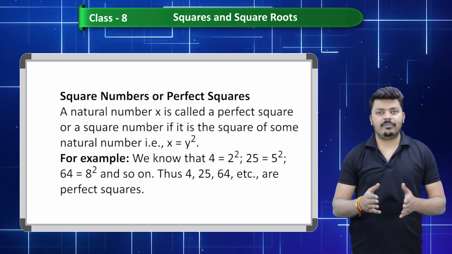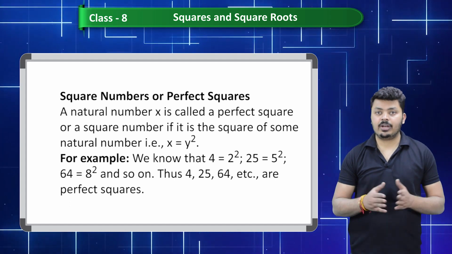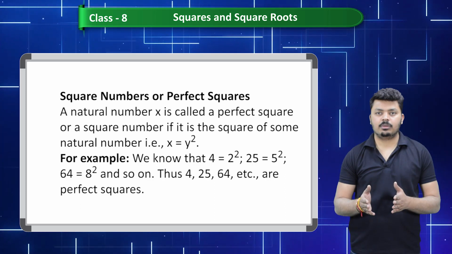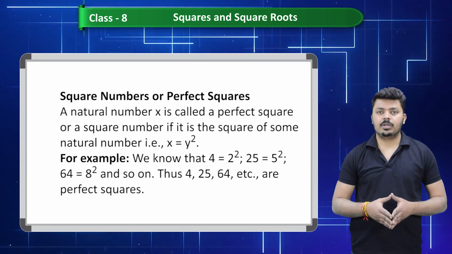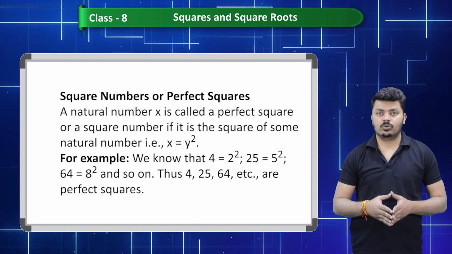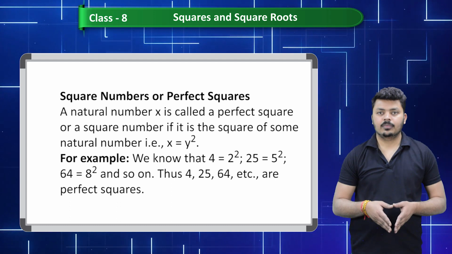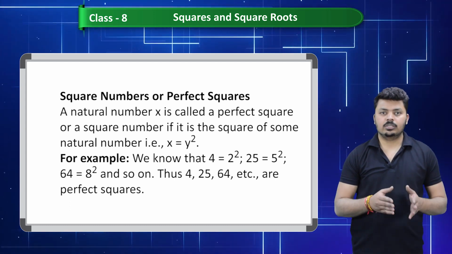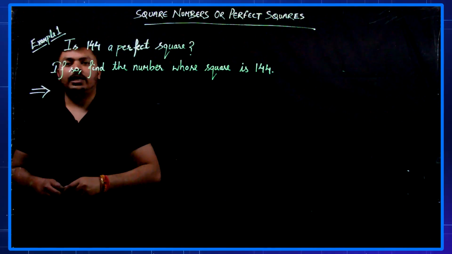Square numbers or perfect squares. A natural number x is called a perfect square or a square number if it is the square of some natural number, that is x equals y square. For example, we know that 4 equals 2 square, 25 equals 5 square, 64 equals 8 square, and so on. Thus 4, 25, 64, etc. are perfect squares.